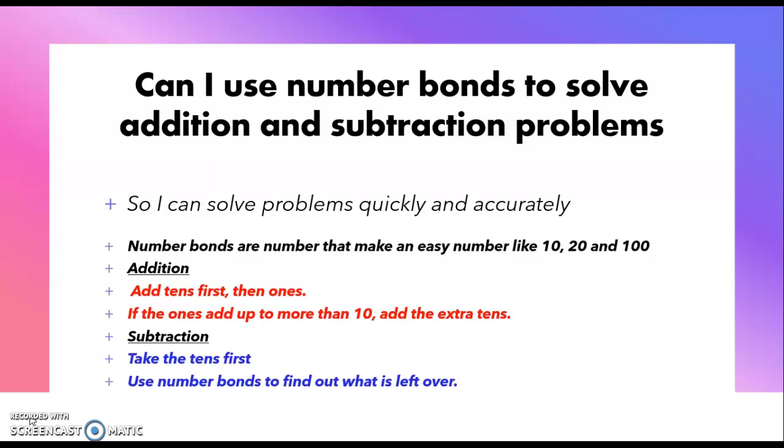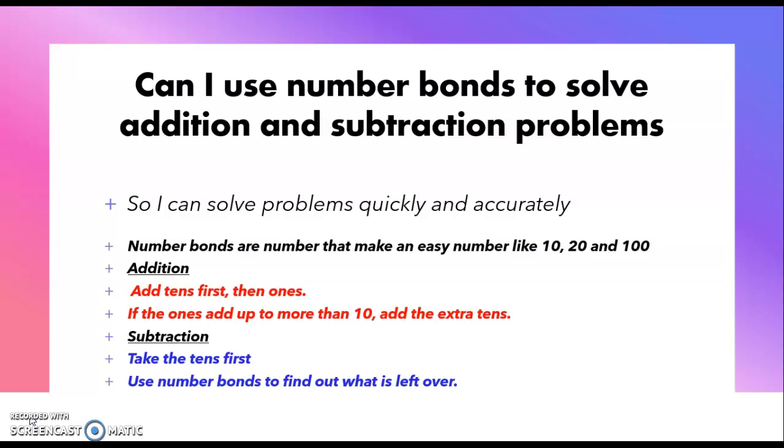It's just like learning the times tables both for multiplication and division. If you learn these number facts, such as number bonds that we are today, then when it comes to things like doing arithmetic sums or even the reasoning questions, you'll be able to work out all different types of sums really quickly. So again, today's learning intention is, can I use number bonds to solve addition and subtraction problems? So we can solve them quickly and accurately.